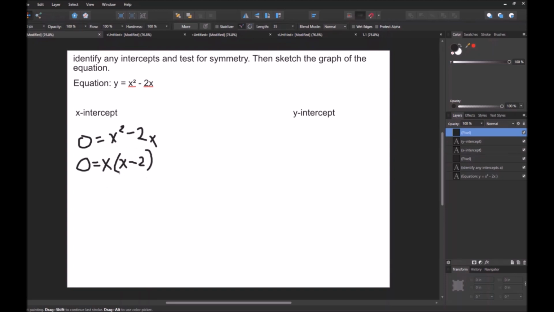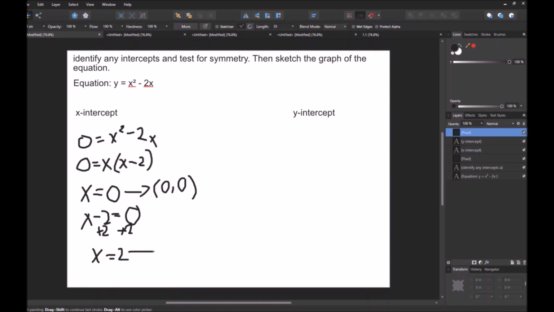Now we have two things happening here. We have x is equal to 0, meaning that one of our x-intercepts is 0, 0. And we have x minus 2 equals 0. So now we solve for x, meaning we add 2 to both sides, and we get x equals 2, which means that we have another x-intercept at 2, 0.